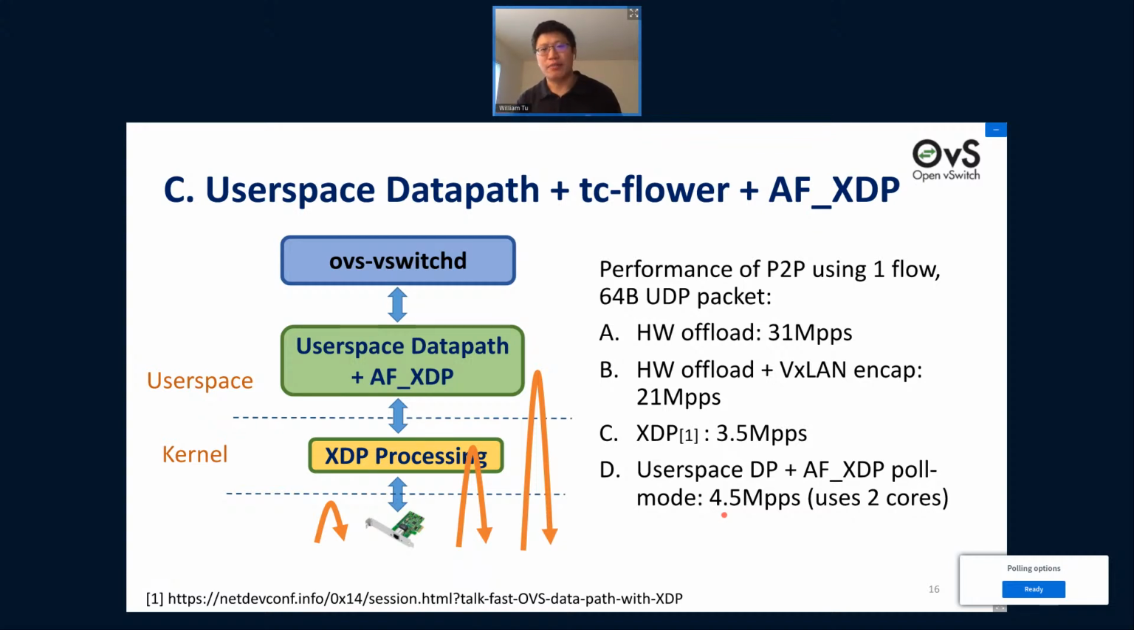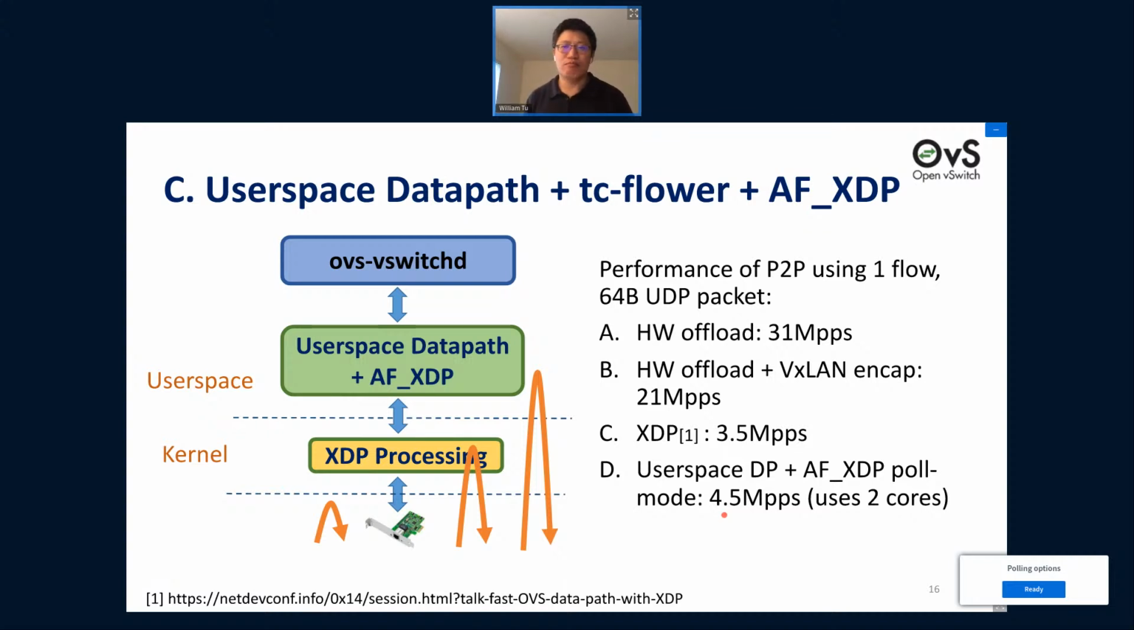C, which is XDP. This is the work done by Toshiaki, presented at the NetDev conference. If we do processing in XDP, it shows around 3.5 million packets per second. Here the number is much lower than other XDP benchmarks, because the code is doing a lot. It tries to do the obvious way of parsing the packet. It tries to create a compressed data structure of the flow, which I call a miniflow, in the XDP program. So it takes many more cycles to do that.